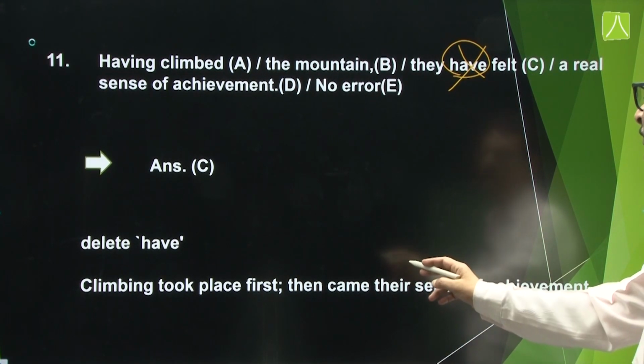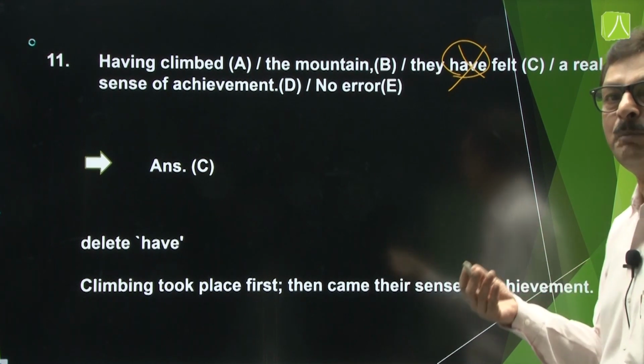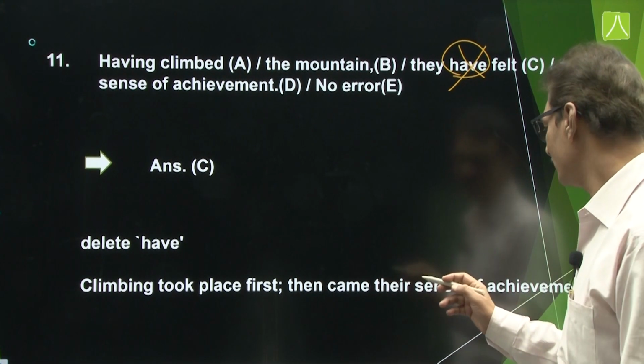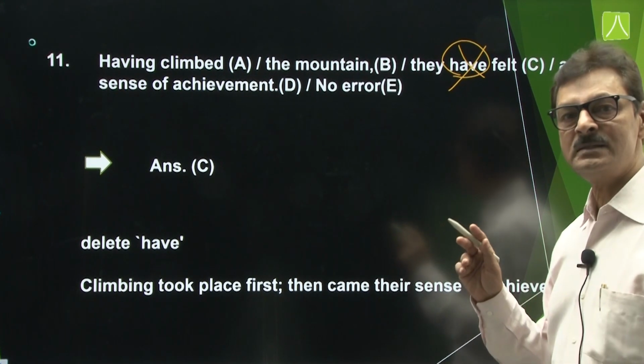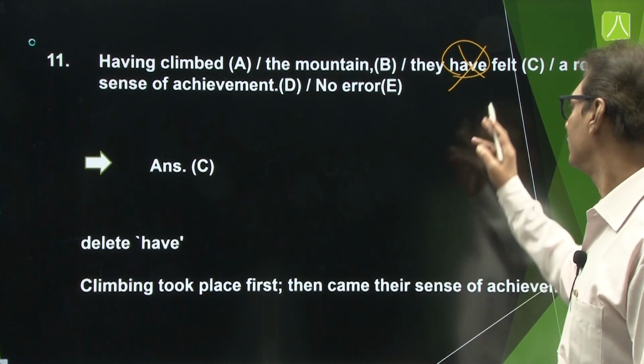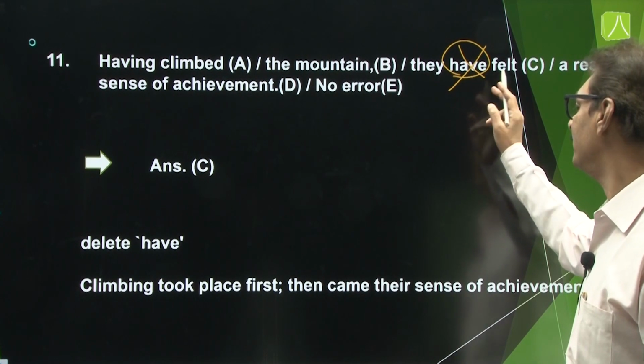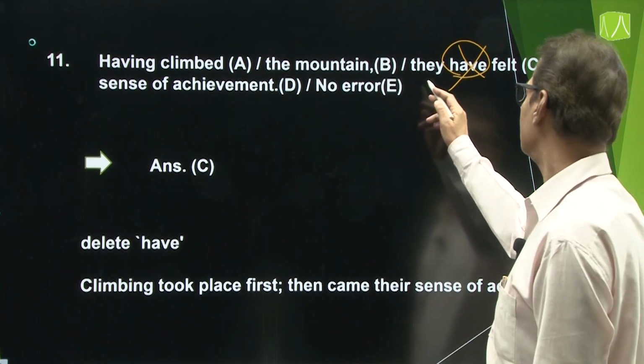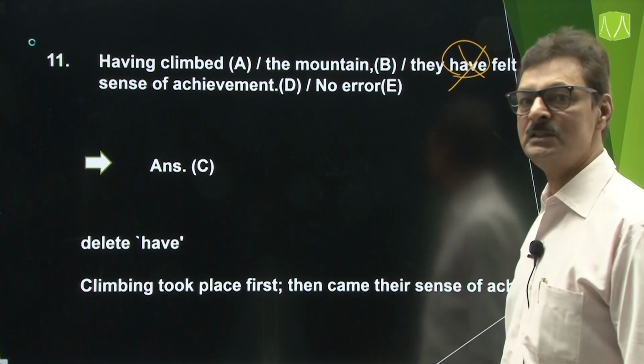Climbing took place first. पहले climbing हुआ, achievement बाद में आई. And the action which finishes first always takes the perfect form. तो ये तो बाद में हुआ था, तो इसके संग have नहीं लगेगा. Climbing took place first, then came the sense of achievement. So having climbed the mountain, they felt a real sense of achievement.